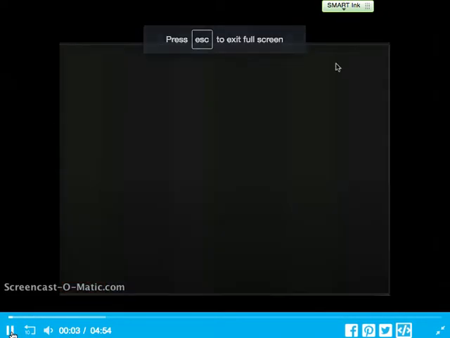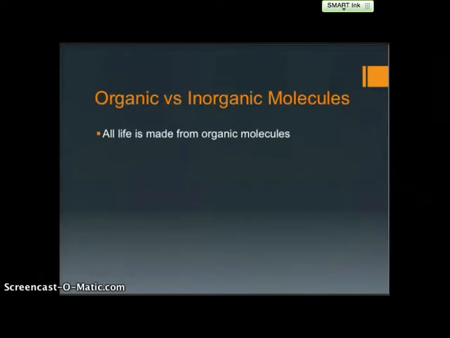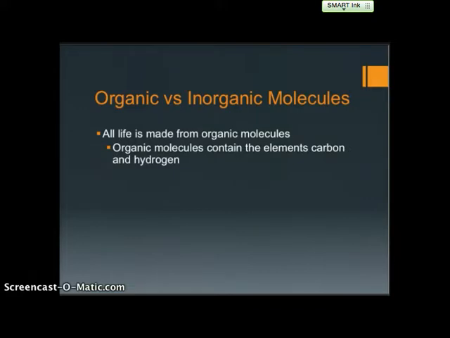Page 1. Organic compounds. Organic versus inorganic molecules. All life is made from organic molecules. Organic molecules contain the elements carbon and hydrogen. We're not talking here about organic foods, which is a different topic. We're talking about organic molecules.